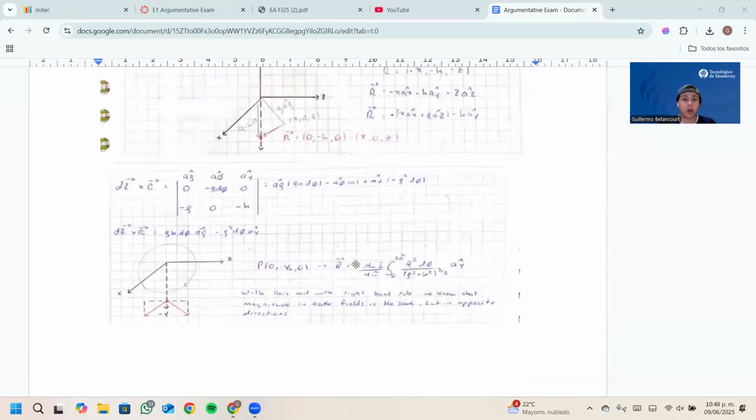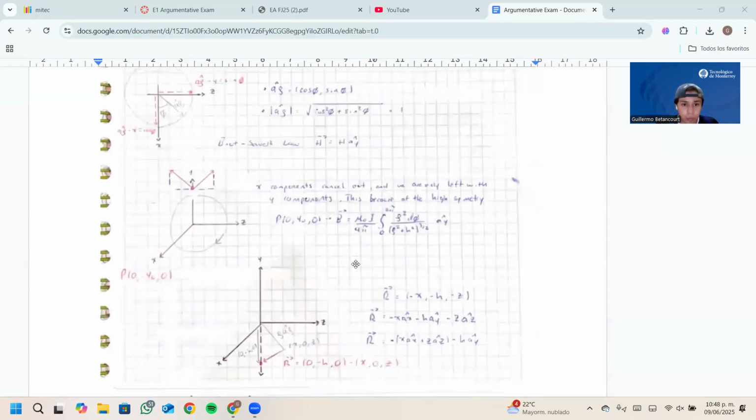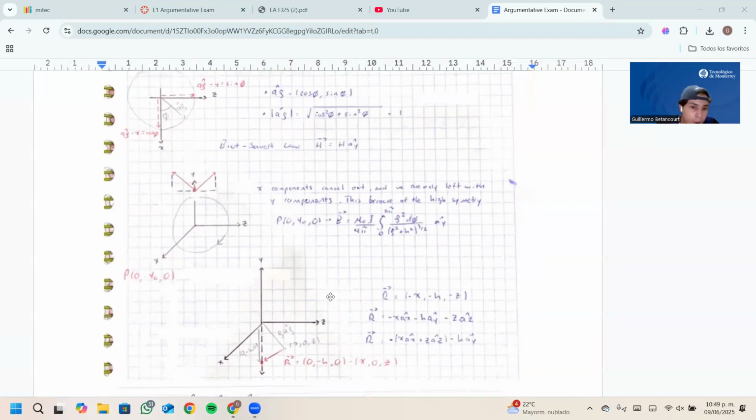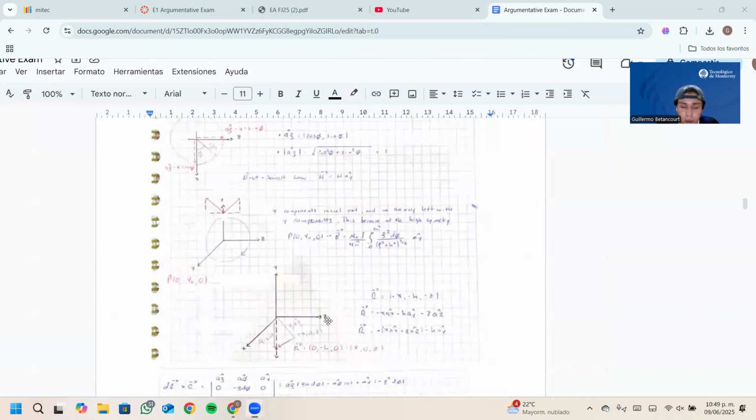So now we have our graph where we can show that these x components cancel out, and we are left with only y components because of this high symmetry. So now in our final expression for this first point in this positive y, we know that this is the direction.